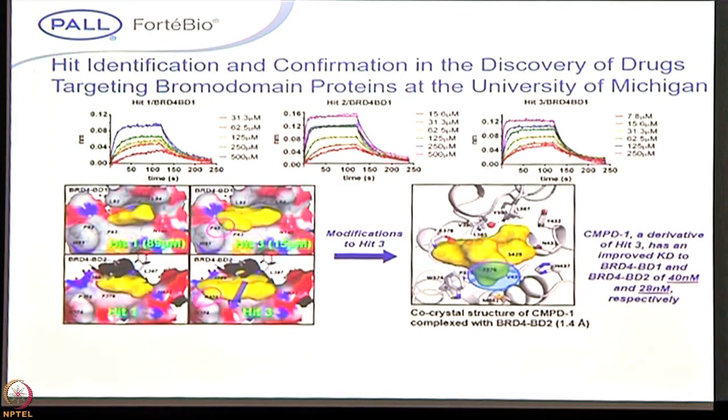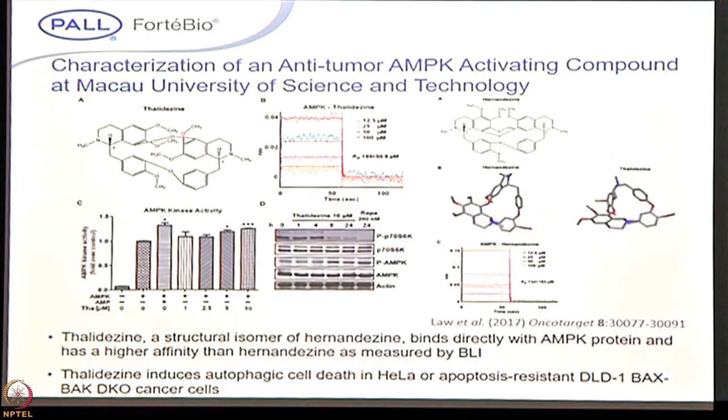This was with the bromodomain 1 protein. One more example I can show is the characterization of AMPK protein with two compounds, thioridazine and one more here, the structural isomer, hemidazine. Compared to this, thioridazine binds more than the other compounds. You can quickly screen using this tool.